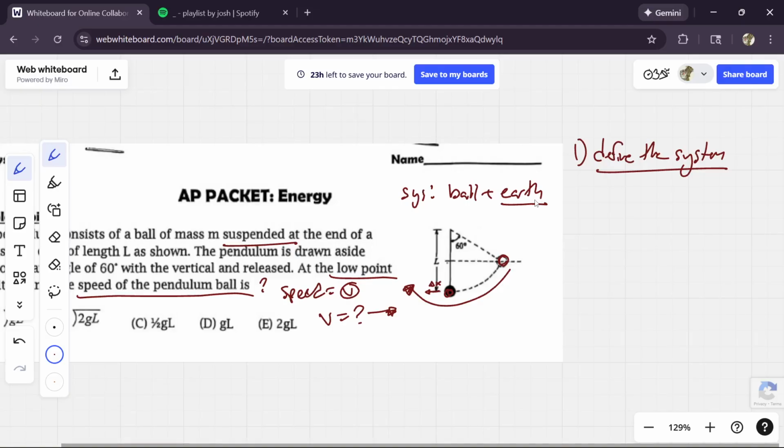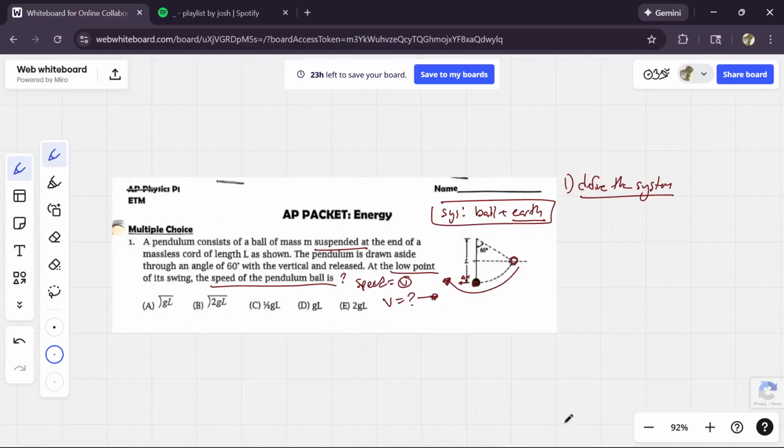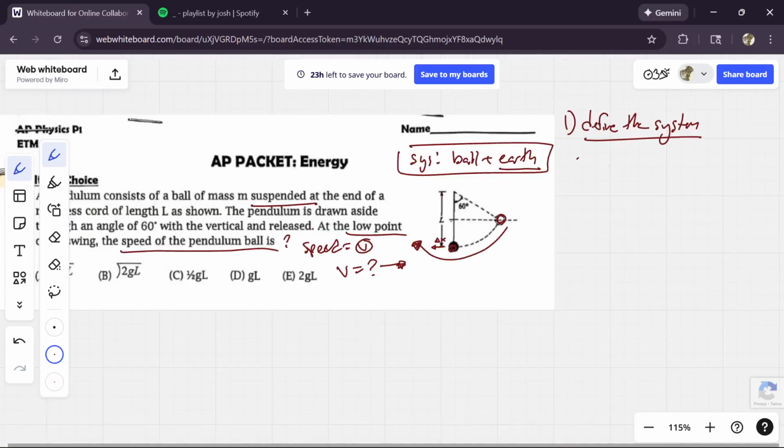But just in this scenario, just keep in mind the more things you put in the system, the easier it's going to be. And since establishing the system is required on the AP exam, I suggest you just write out specifically what is in the system. So here it's going to be the ball and the earth. And this takes us into the next step, which is going to be our free body diagram.